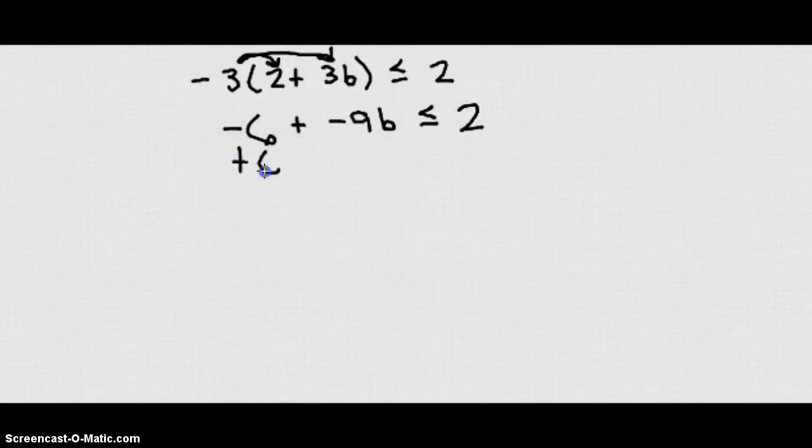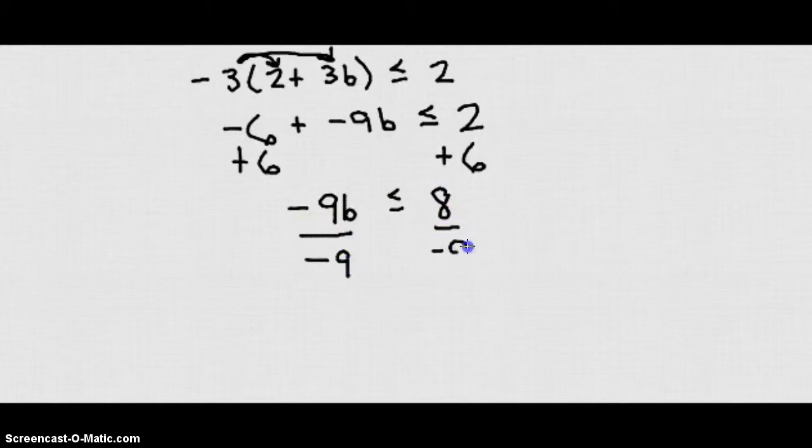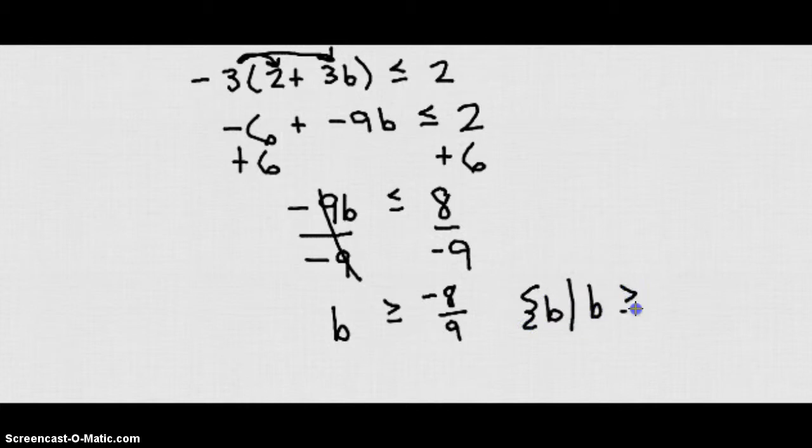So let's get our like terms together. We'll add 6 to both sides and get negative 9b is less than or equal to 8. So then we're going to divide both sides by negative 9. Remember, dividing by a negative makes me flip my sign. So I get b is greater than or equal to negative 8/9. So b, such that b is greater than or equal to negative 8/9.